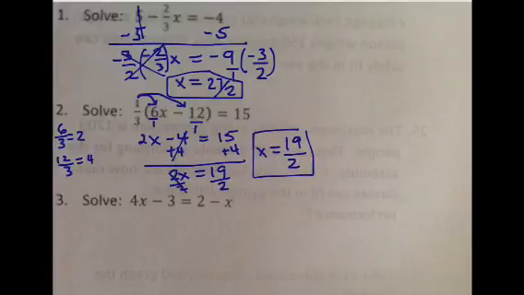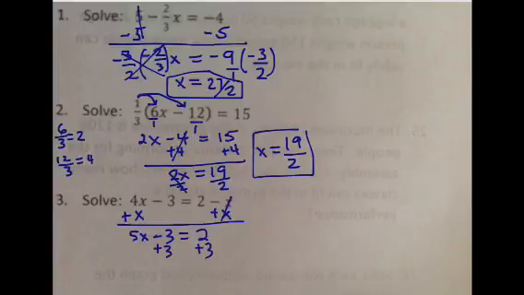Okay, number 3. I have x's on both sides and integers on both sides, so I'm going to move the x's to make sure x's are on one side and the constants on the other. So I'm going to add x. So I have 5x minus 3 equals 2, right? Because x minus x is 0. So now I'm going to add 3 to both sides. And I have 5x, this is 0, equals 5. Then we divide by 5 on both sides to isolate the x. So then I have x equals 1.